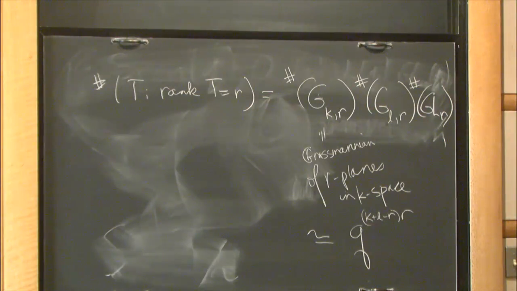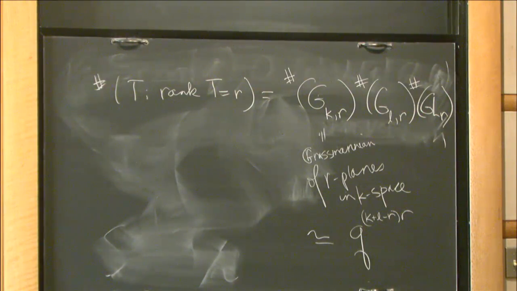Okay, so we could define, let's say, rho in GLN hat has rank less than or equal to R if rho restricted to UKL has rank R.